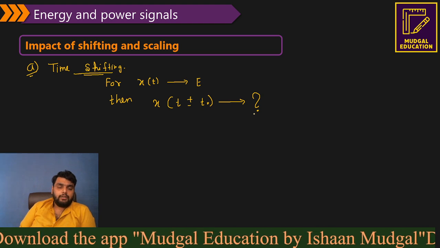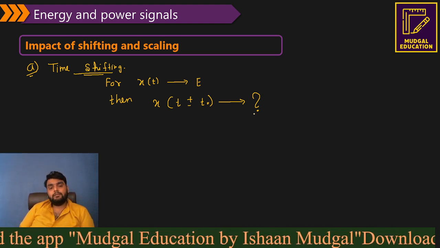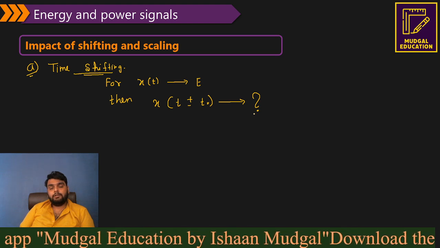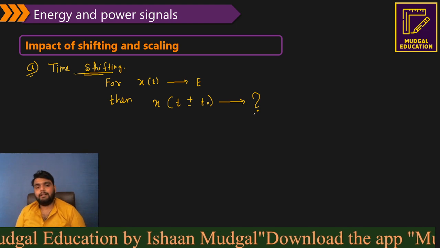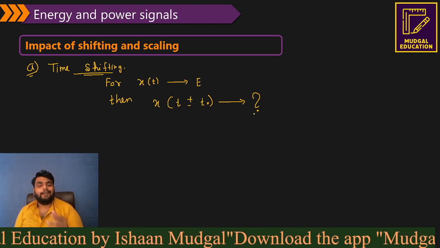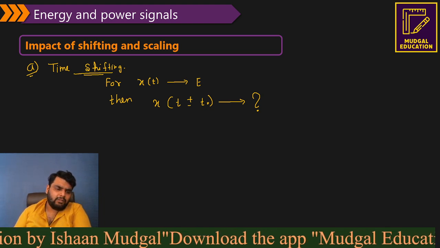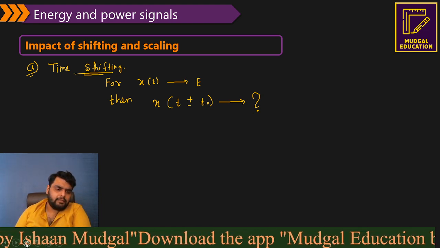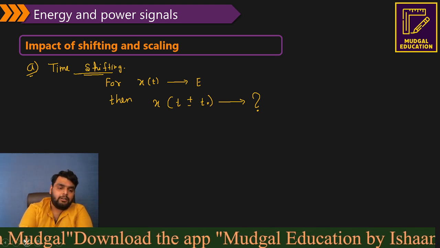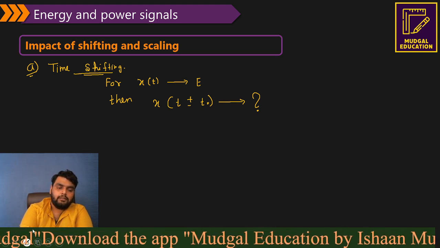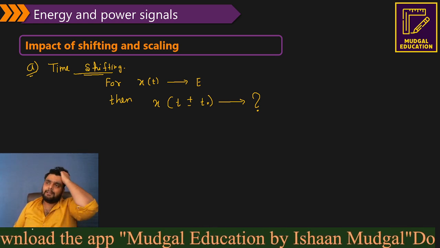Simple question, as you can see. I can also show you the derivation of this particular property of time shifting, but in the end you have to remember the effect only. What is the impact of time shifting? Let me write down the impact only. The derivations which are not important, you can skip easily. No need to worry about each and every derivation.